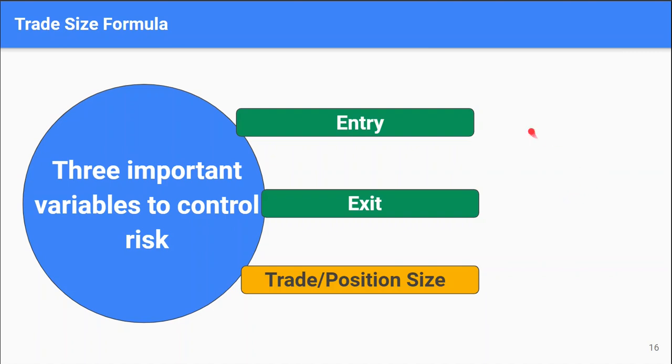The first 2 variables, entry and exit, can be defined based on your trading strategy. Please note that in this course, we assume you have already developed a trading plan which gives you your entry and exit signal. So let's talk about the third piece of the pie, the trade size.